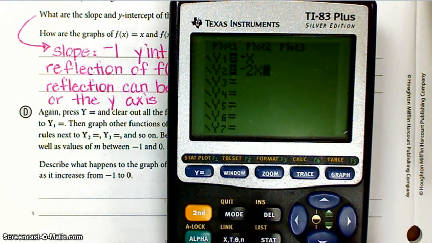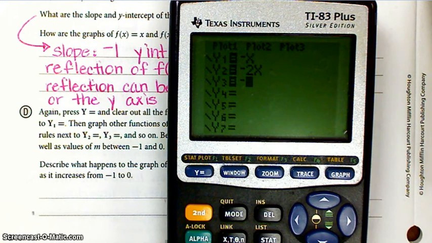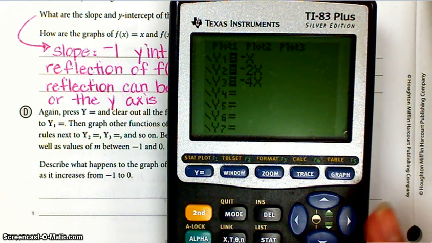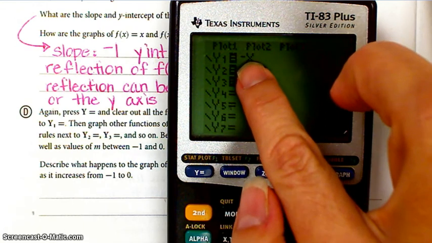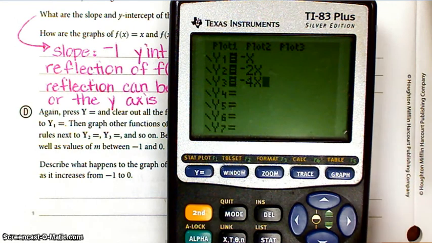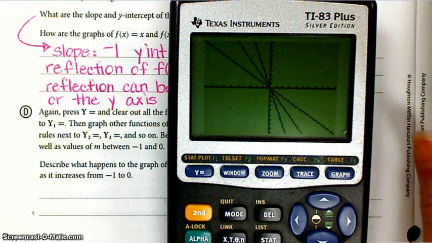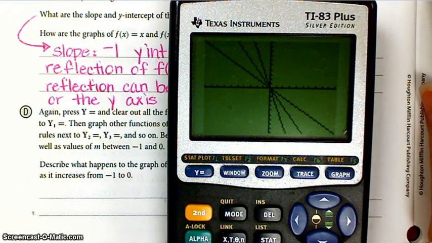Negative 2x. Negative 4x. When I hit the graph button, it'll do this line, then this line, then this line. So graph. Notice that the lines get steeper, more vertical. Now they all have negative slopes, but they are getting steeper as, I guess you could say, the absolute value of m increases.